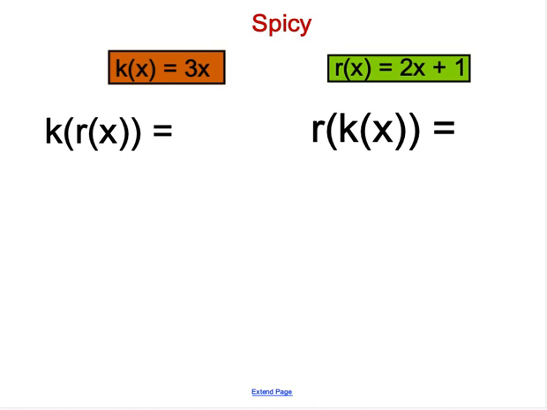All right, so in your notes, you're copying down our spicy example. K of x equals 3x, and R of x equals 2x plus 1. There's lots of x's going on here. And then the compositions we're going to work on are K of R of x and R of K of x.